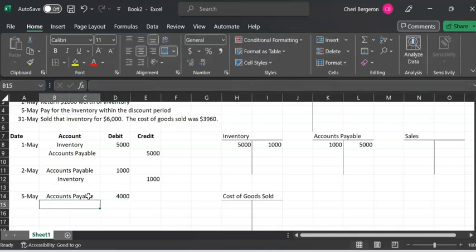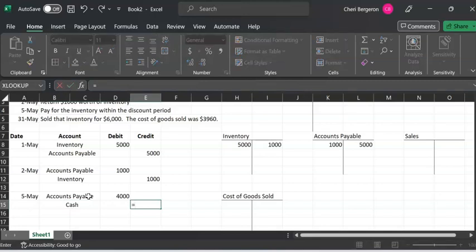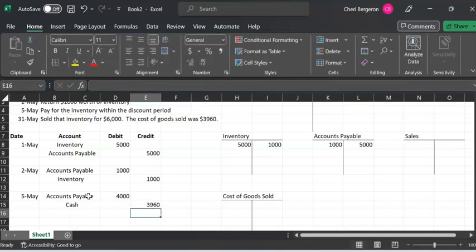Now I'm going to do two calculations here. I'm going to say, well, I'm going to pay cash for this, but I'm going to take a discount. So I'm not going to pay the whole 100%. Instead, I'm going to pay $4,000 times 100 minus the 1%, so 0.99. That's how much I owe. $3,960. That's how much I'm going to pay. And again, I do that because if I get a 1% discount, that means I'm paying 99%.